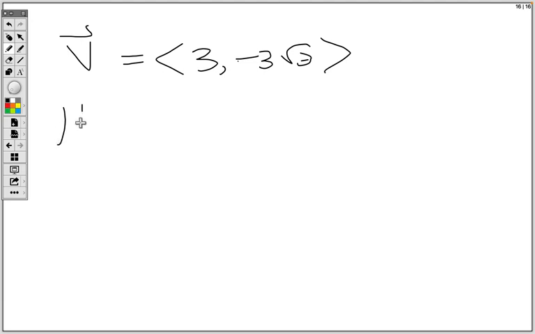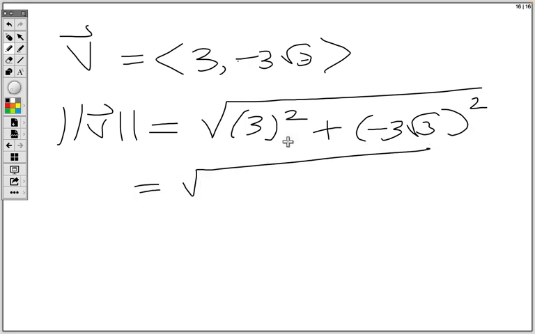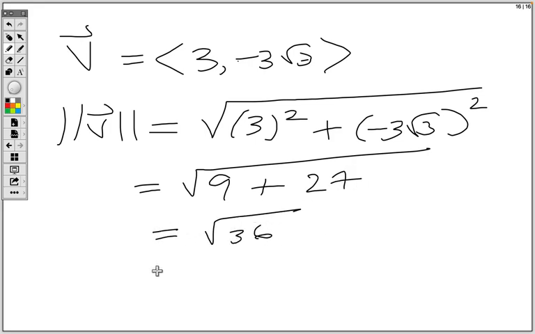So magnitude, the way you find the magnitude or length of the vector, you square the components, add them up, and take the square root. So you got 3 squared is 9, plus negative 3 squared is 9, times 3 is 27. This gives you the square root of 36, which is 6. So remember, when you take the square root of a number, you always get the positive one back. So there's our magnitude. So this vector has a length of 6.